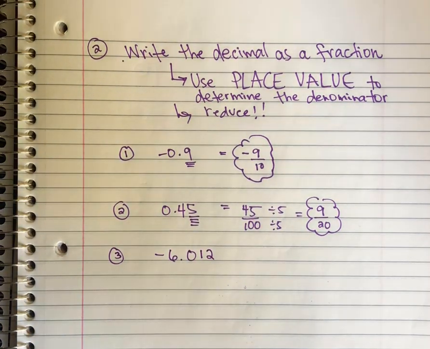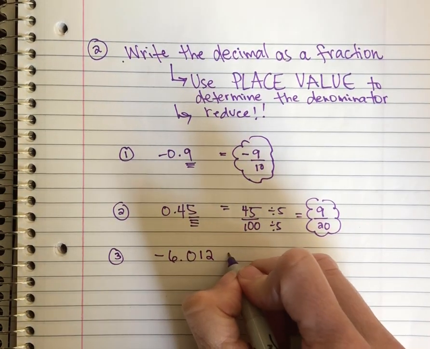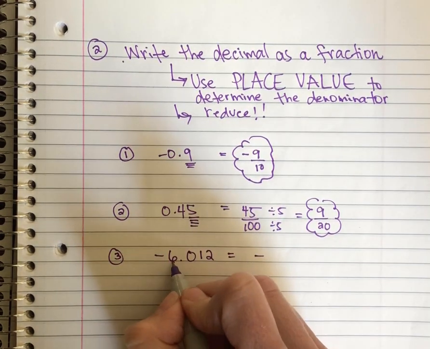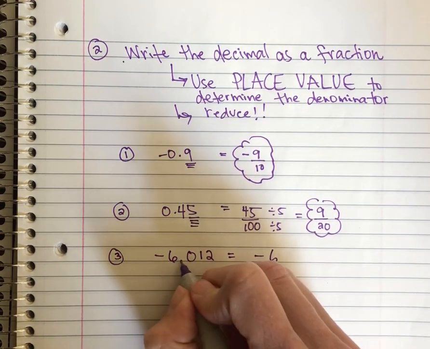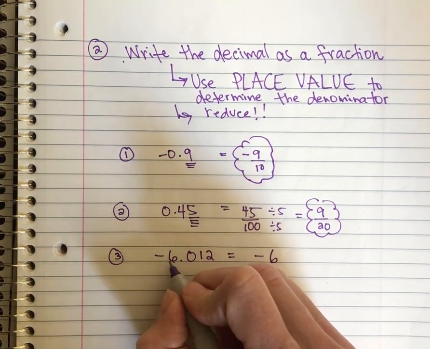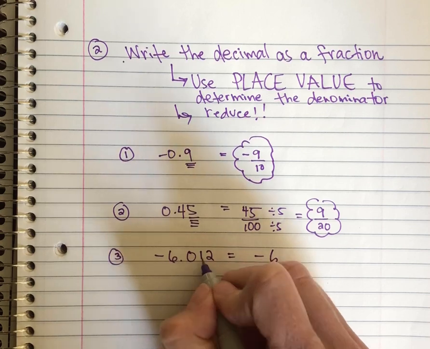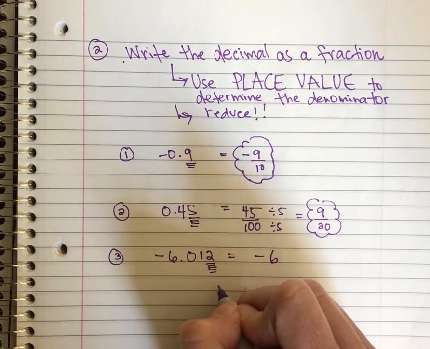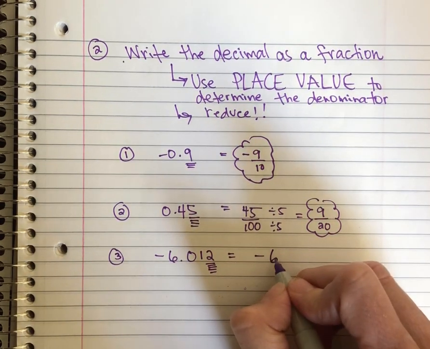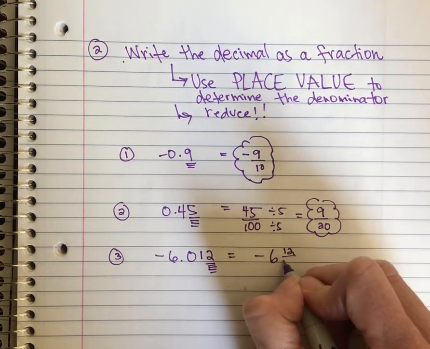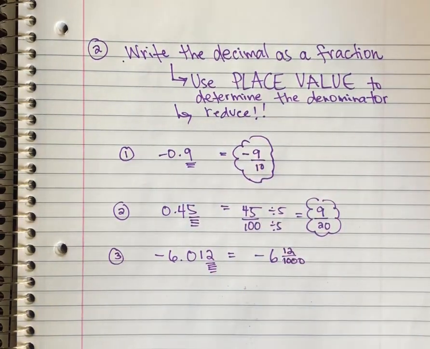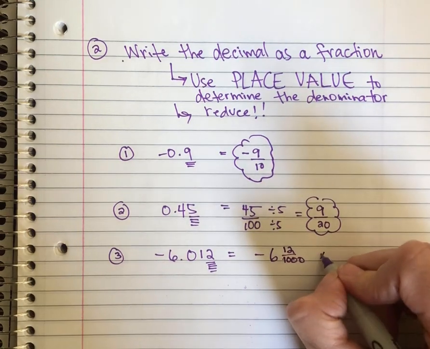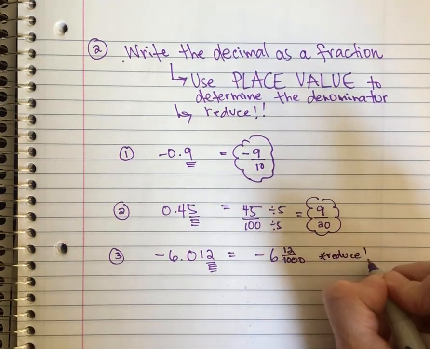Okay, so if we were to read this decimal, first of all, it's a negative, okay? So it's -6. The decimal point is read as an "and." -6 and 12, here's our place value, 12 thousandths. So -6 and 12 thousandths. From there, we know that 12 thousandths has to be reduced.